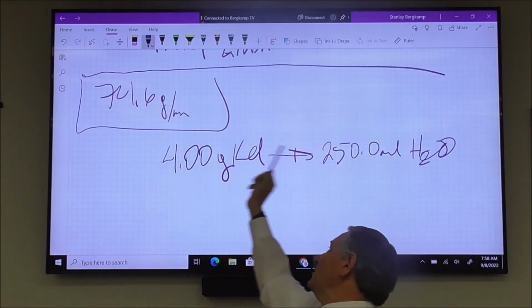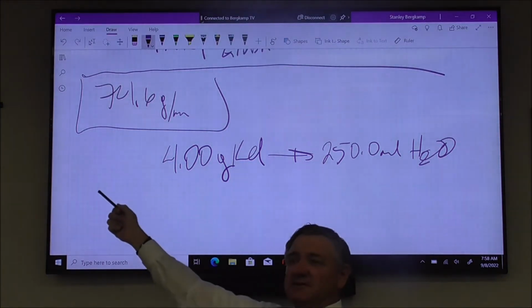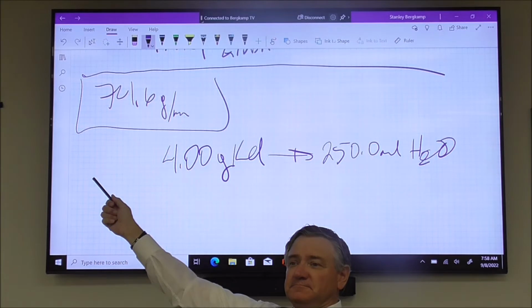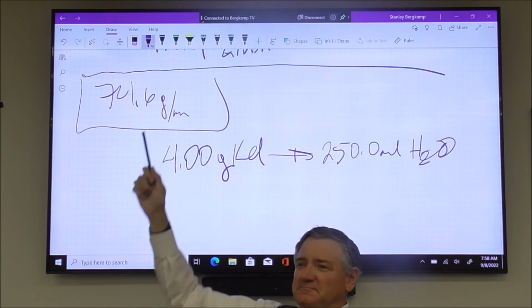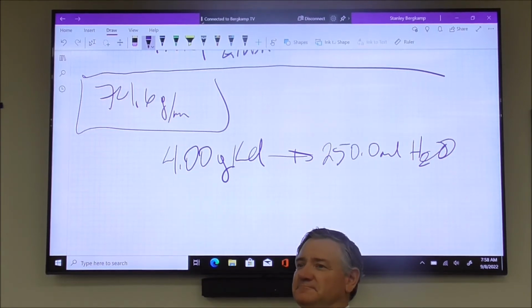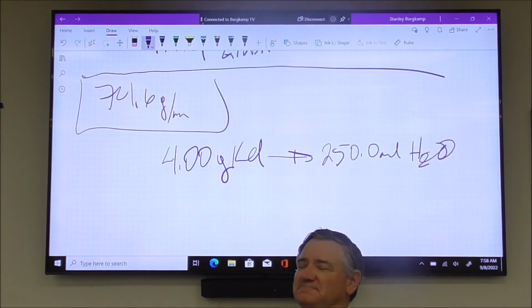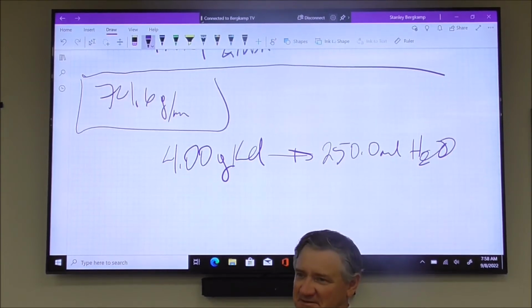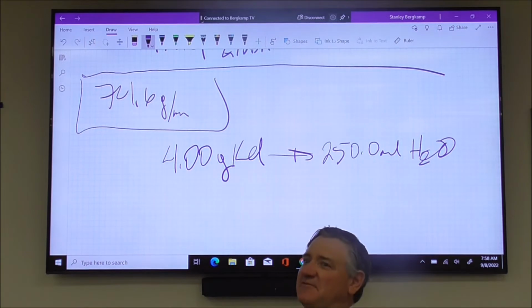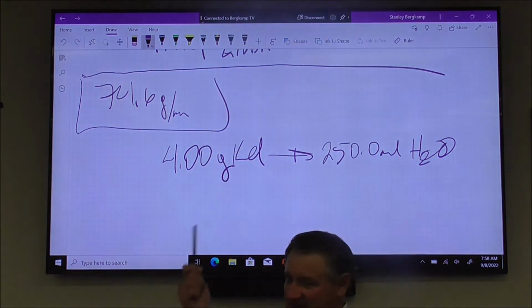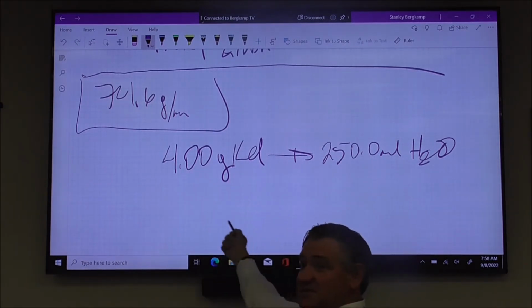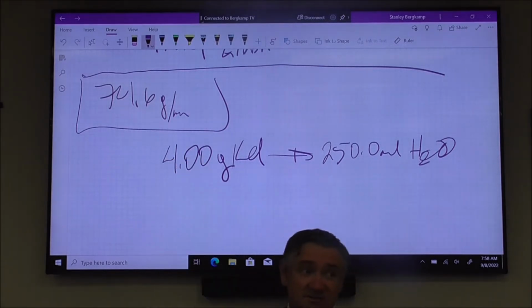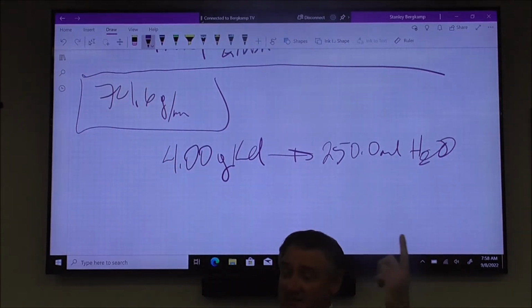So, Ella, what am I going to have to do with the 4 grams? What's molarity measured in? Moles per liter. Moles per liter. I have grams. Okay, so moles. I've got to change the grams into moles. And then I'm going to have to take the milliliters and change those into liters. Okay, so those are the two things I've got to do. I've got to change the grams to moles and milliliters into liters.